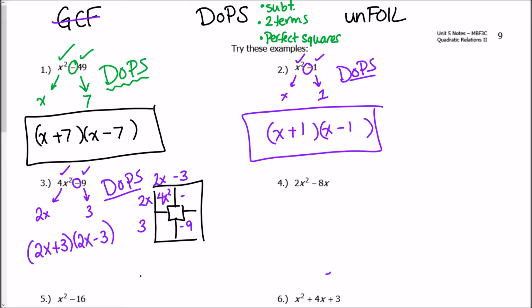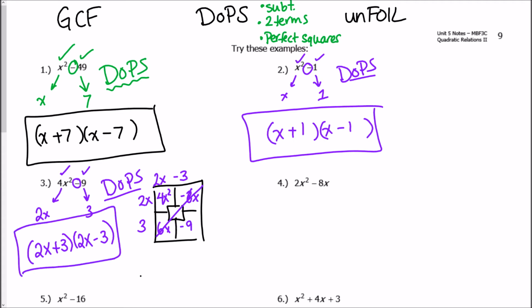I need one of them to be negative, so this will be negative 6x because negative 3 times 2x is negative 6x, and 2x times 3 is 6x. So these 6x's cancel each other out, and that's the answer right here. Okay? All right, so let's take a look at number 4.